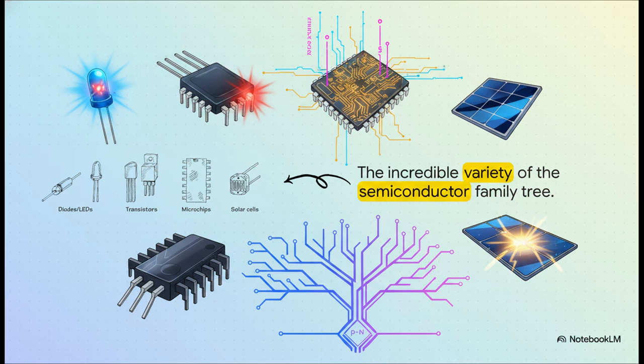We're talking everything from the simplest one-way valves like diodes to LEDs, up to discrete transistors, and all the way to incredibly dense, complex microchips. Even solar cells that turn light into electricity. All of these vastly different devices stem from this exact same exciting branch of material science. By mastering the basic physics of a p-n junction, doping silicon so it has either an excess or a deficit of electrons, you gain almost godlike control over electrical current. That manipulation is what unlocks the entire family tree of modern tech.